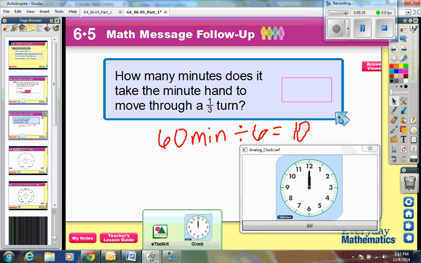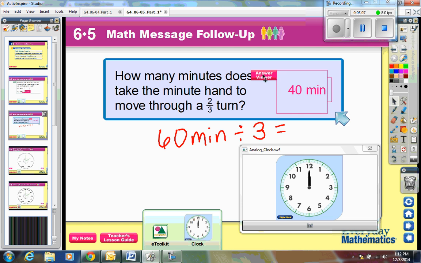How many minutes does it take the minute hand to move through 1/3 of a turn? Well, what if we took 60 minutes and we cut it into 3 equal groups? How many minutes would be in each group? Yes, 20 minutes. And if we know 20 minutes is in 1/3, how many minutes would be in 2/3 of a turn? Correct. 40 minutes.